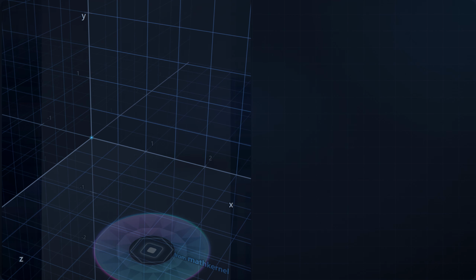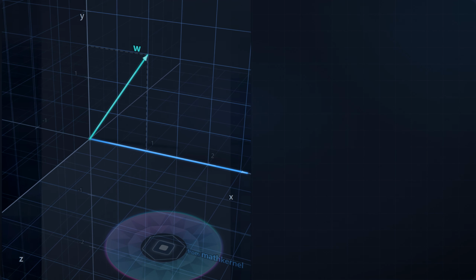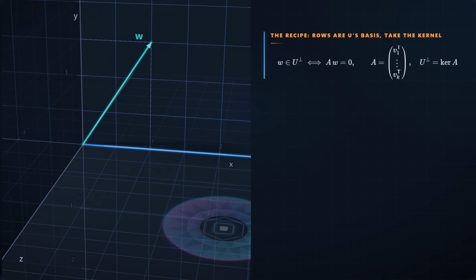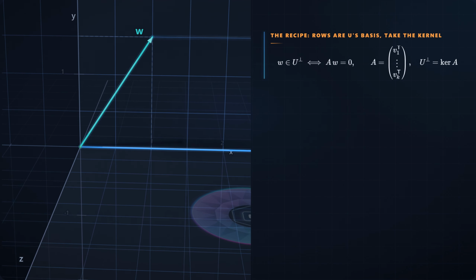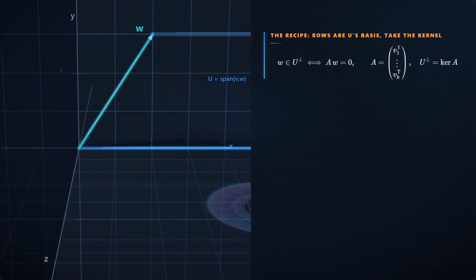Enough theory, let's actually compute one. Working in 3 dimensions with the standard scalar product, take V equals (3, 4, 1), and W equals (5, -3, 3), from the notes exercise. And the recipe? How do I turn perpendicular to U into something I can solve?